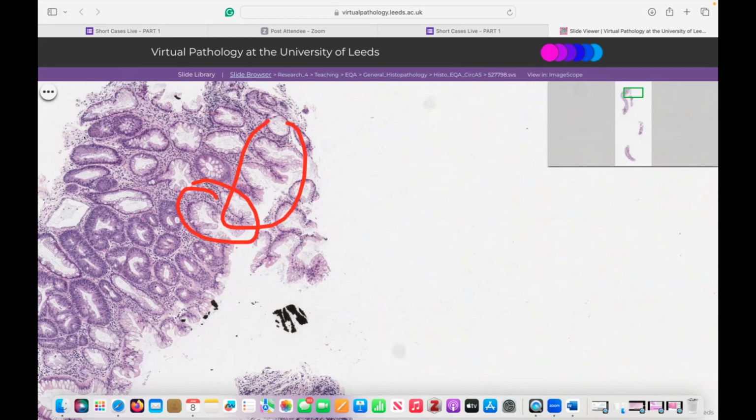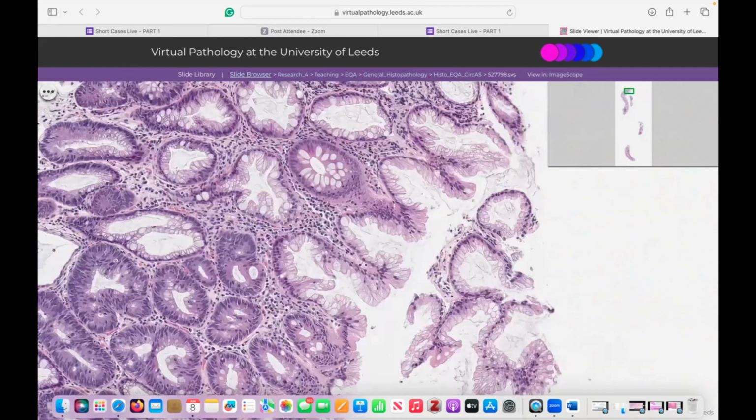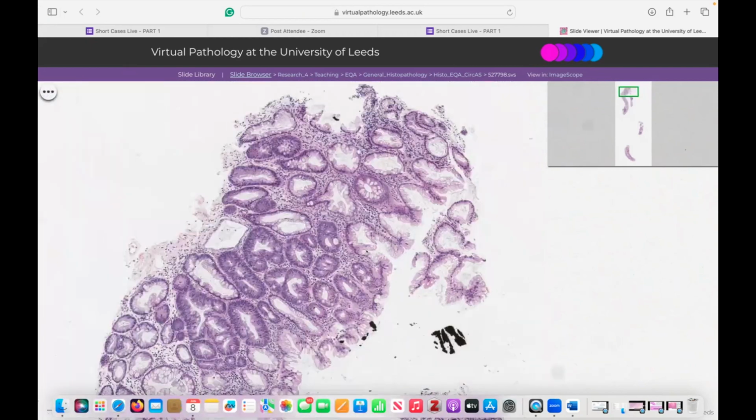You have to see this. This is all dysplasia. These are all low-grade dysplasia compared to this other side. So this is a low-grade dysplasia focus.